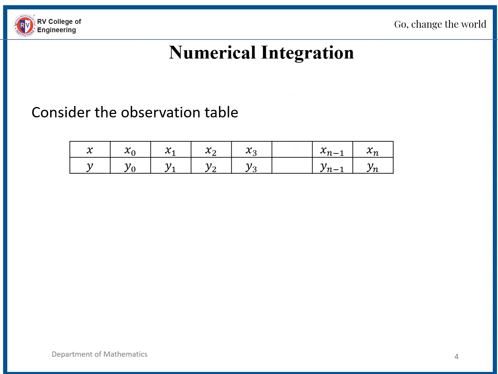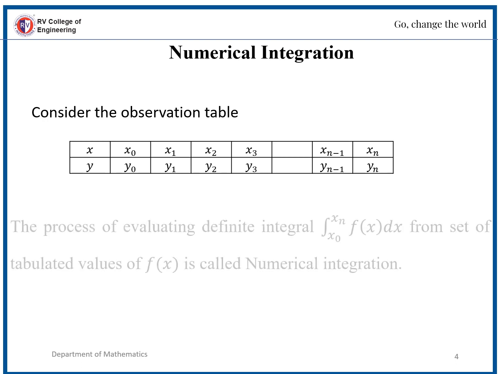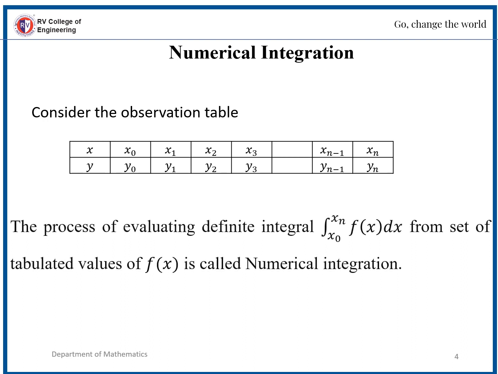Look at the table carefully. The values are tabulated from the observations of an experiment. X is varied from x0, x1, x2 to xn, and the corresponding y values y0, y1 to yn are tabulated. The process of evaluating the definite integral from x0 to xn of f of x dx from the set of tabulated values of f of x is called numerical integration.